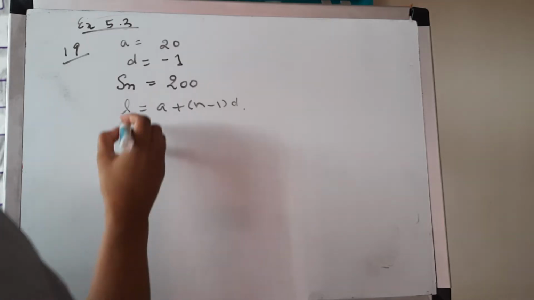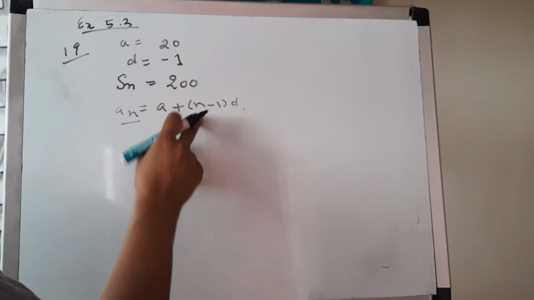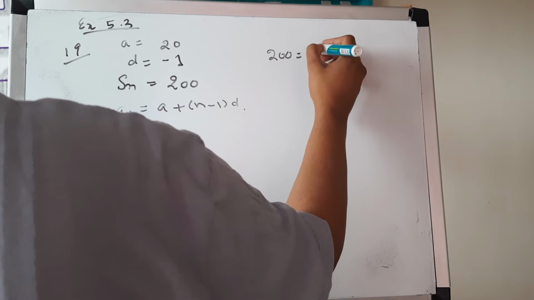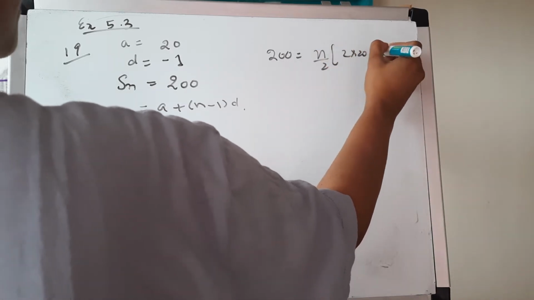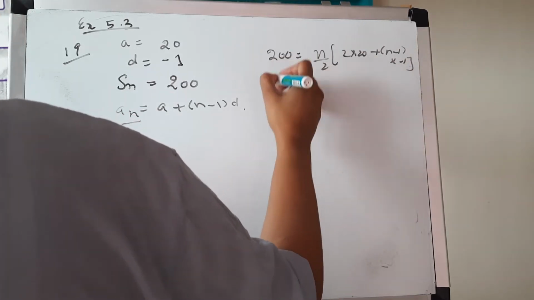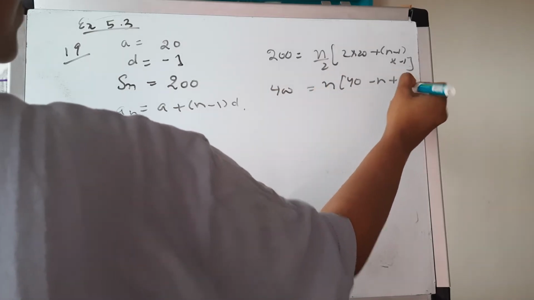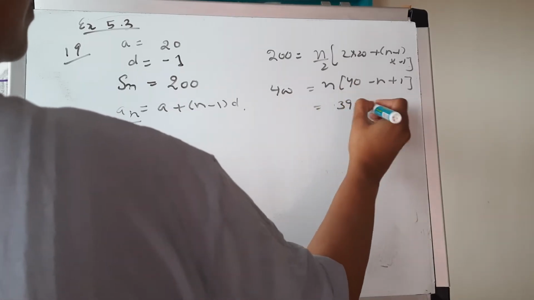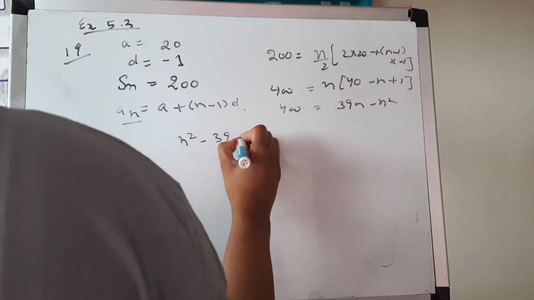This we have to find out. We have to find an. To find an, we need to find out n. We know the sum is this. So let's write 200 equal to n by 2, 2 into 20 plus n minus 1 into minus 1. Okay, we can take this here: 400 equals n into 40 minus n plus 1, which gives 41n minus n square equals 400. So the equation that we have to solve is this.